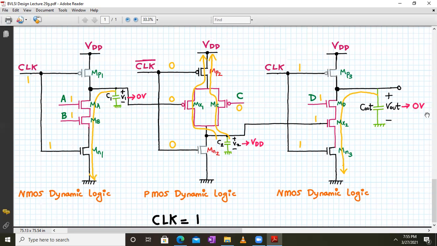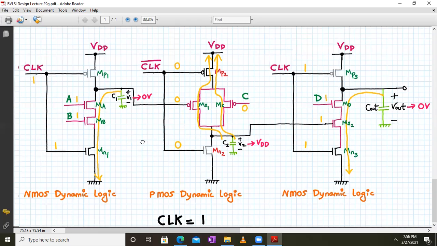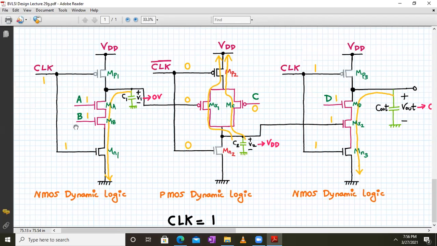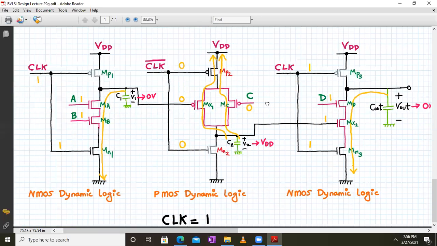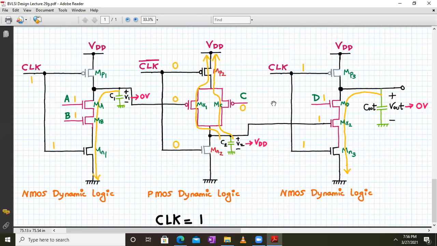In this case, the output of the NMOS dynamic logic conditionally discharges. Again, the output of my PMOS dynamic logic also conditionally discharges or charges, we can say. And for the NMOS dynamic logic, again, the output conditionally discharges towards the ground. And what does it depend upon? It depends upon whether A or B are 0 or 1. So this is the working of your NORA logic.